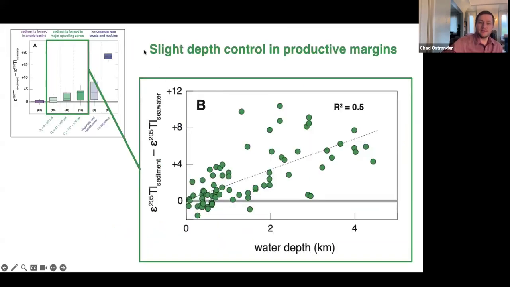And so, actually one more slide, even in these upwelling zones, you see a depth control where sediments recovered from oxygen minimum zones, as you get further away from shore, you get stronger effects. And so the thallium isotope fractionation seems to be strongest in these deep deposits that are forming and burying manganese oxides really efficiently.